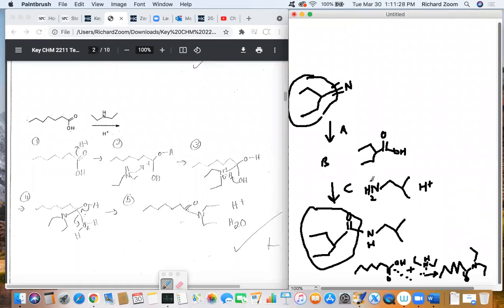The reason I chose B for being this and C for being this and not vice versa is that I know what the structure of the initial compound is, and it's most likely to form B as this rather than this. Does anybody have any questions?